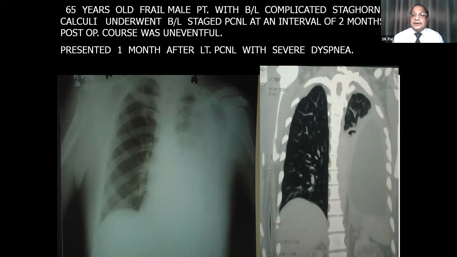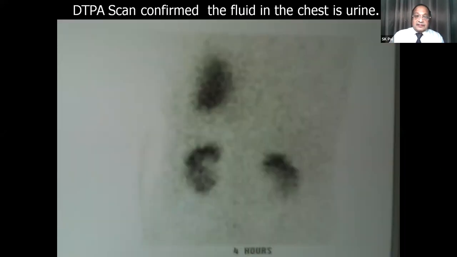Now, how to identify whether this is urine in the chest, or pus, or hematoma, or tuberculosis? In such situations, a DTPA scan will help you. If the DTPA lights up this particular area, this is urine and nothing else. So the isotope scan has shown that this is urine in the chest, and there is some communication between the left kidney and the chest, and then it had to be drained. So rarely you will have to use a DTPA scan to identify any collection, whether it is urine or not.